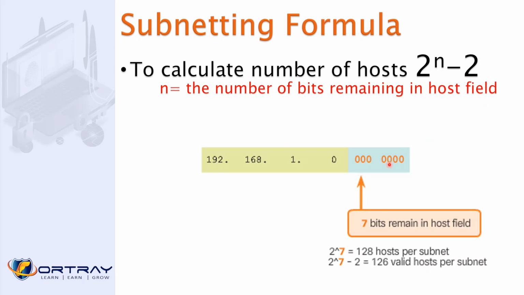That is why 2 raised to power 7 will be 128, minus 2 will be 126. So valid hosts will be 126. The broadcast IP you cannot use, and the network ID you cannot use. So every time you do subnetting, you will lose IP addresses. That's a drawback as well.